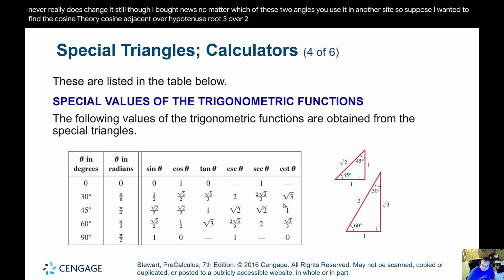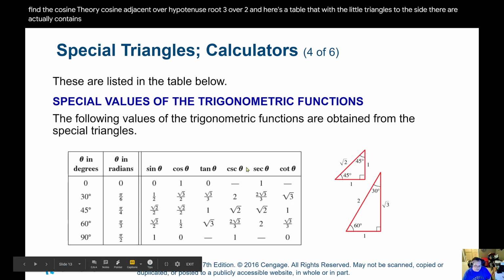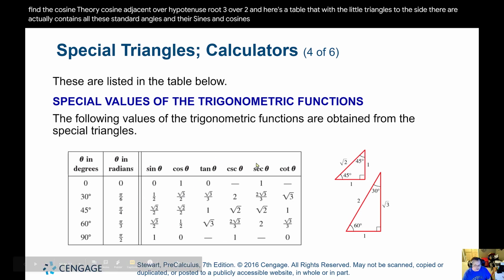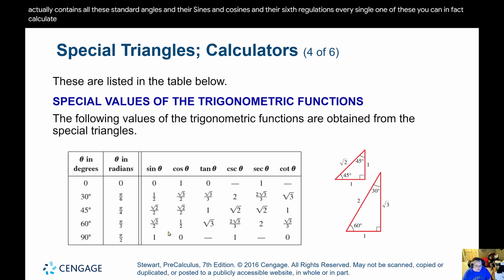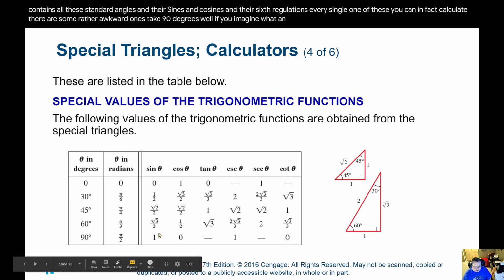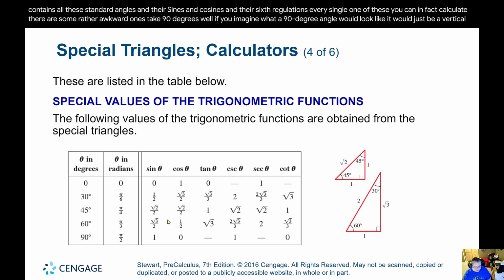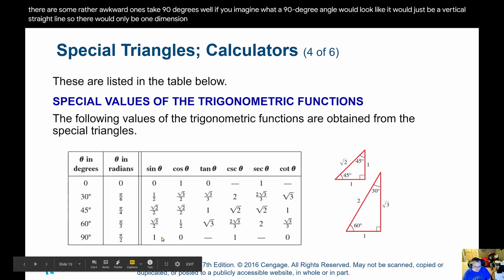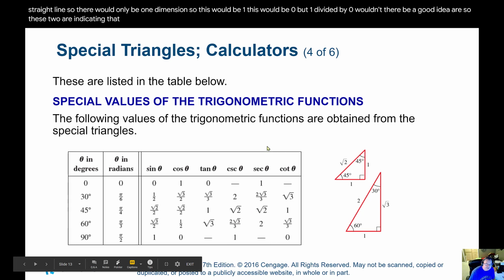And here's a table, with the little triangles to the side, that actually contains all these standard angles and their sines and cosines and their 6 trig ratios. Every single one of these you can in fact calculate. There are some rather awkward ones. Take 90 degrees. Well, if you imagine what a 90-degree angle would look like, it would just be a vertical straight line, so there would only be one dimension. So this would be 1, this would be 0, but 1 divided by 0 wouldn't be a good idea, so these two are indicating that it's undefined.